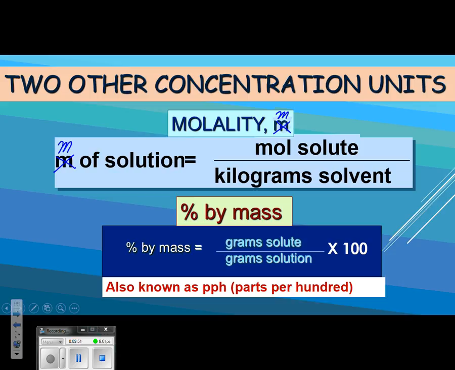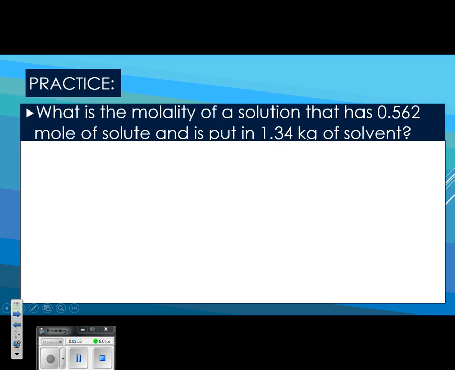Okay, so let's look at what's the difference. Oh, well, we'll just practice first. I forgot that this is not in the right order, but that's okay. So what's the molality of a solution? This should be on your paper, right? Of a solution that has, and it gives us some stuff. So let's review what molality is. Molality is what?